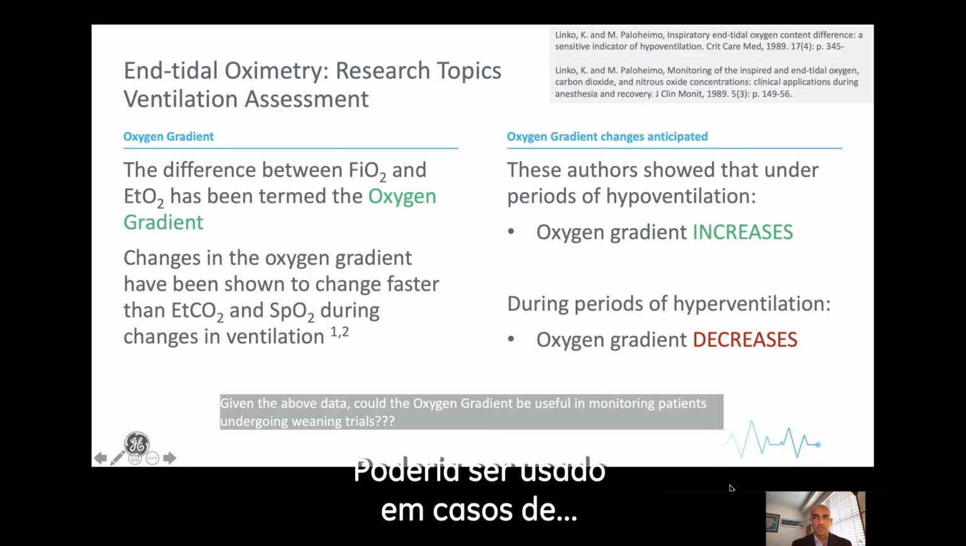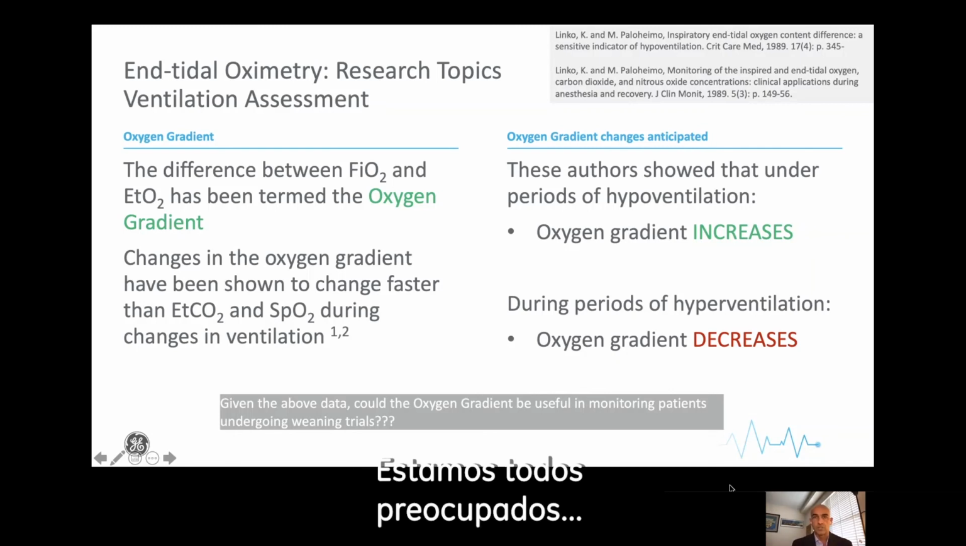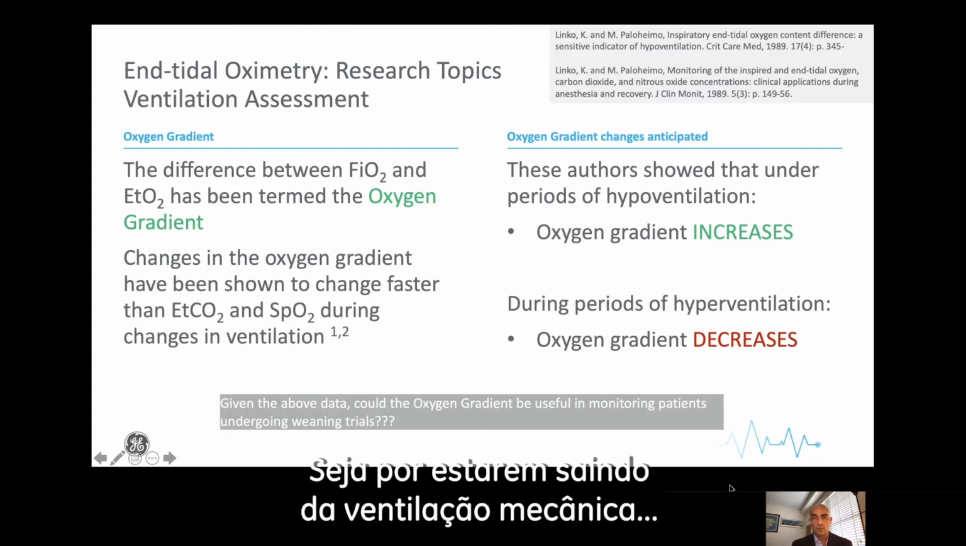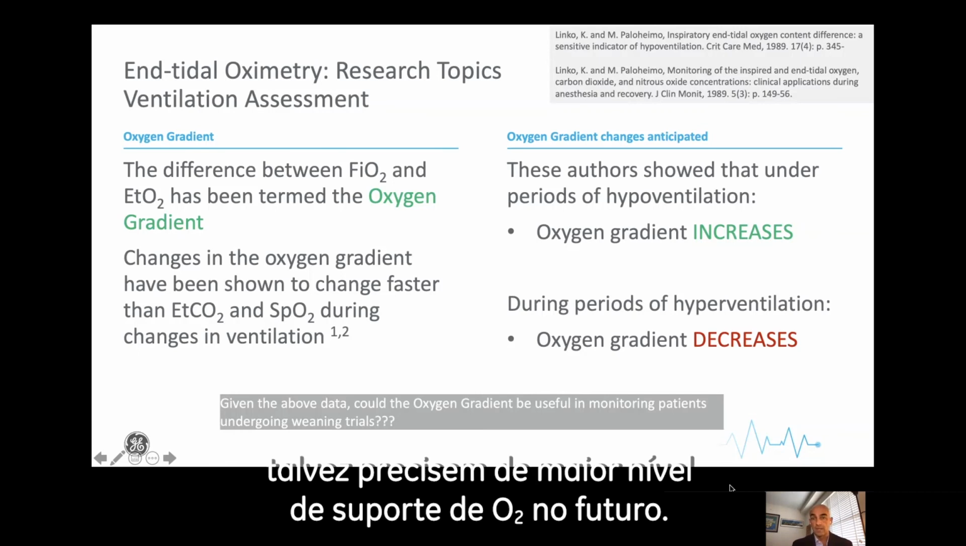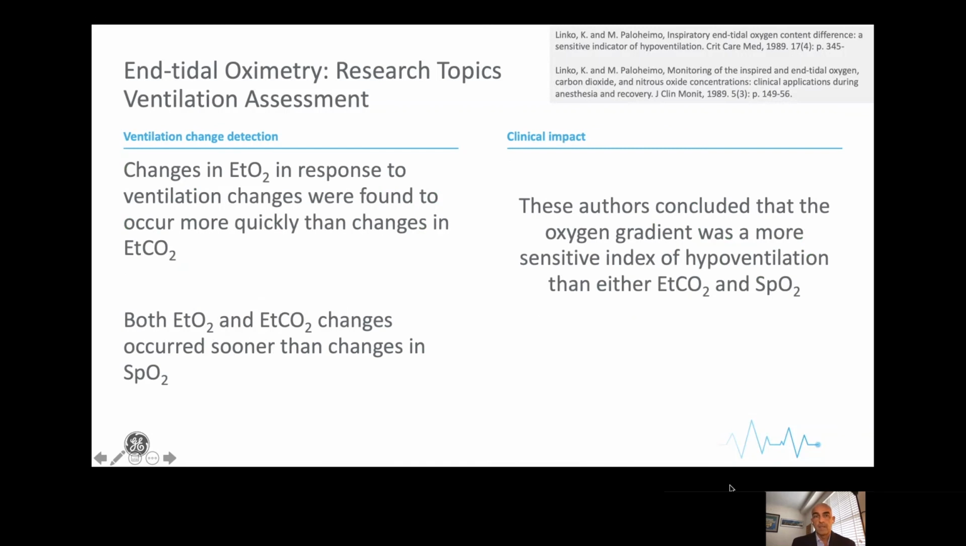So clearly, one could surmise, is there an opportunity to use this as a monitoring tool for patients possibly undergoing weaning? Could it be used for impending respiratory compromise? You know, we're all concerned about coronavirus at the present time affecting oxygen exchange. So is there potential that the oxygen gradient can help to risk stratify these patients, whether they're weaning or they're COVID positive, and wondering whether or not they may need a higher level of oxygen support in the future? Just questions that can be asked now and answered in the future.